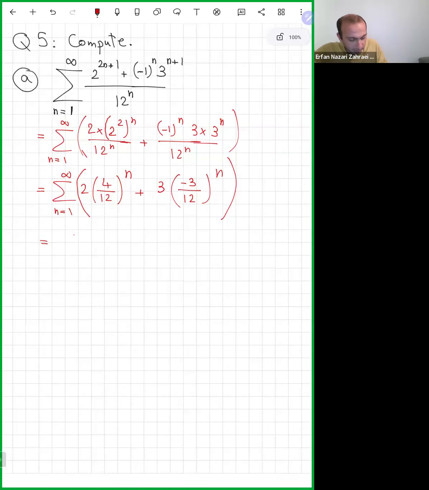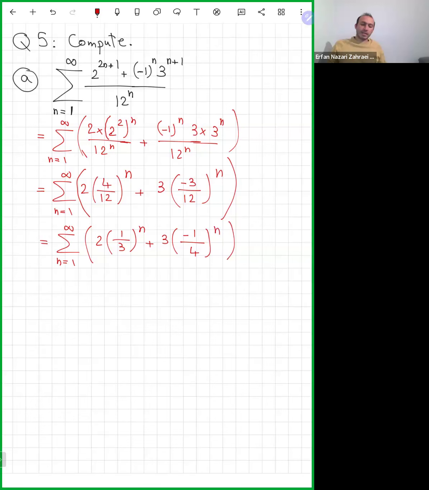If I simplify this 4 over 12, you get 1 over 3. And simplifying 3 over 12, you get negative 1 over 4, with this extra negative sign on the back. Now it exactly looks like a geometric series. Good.